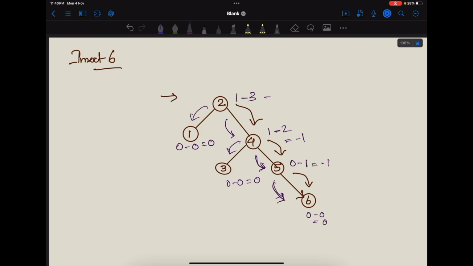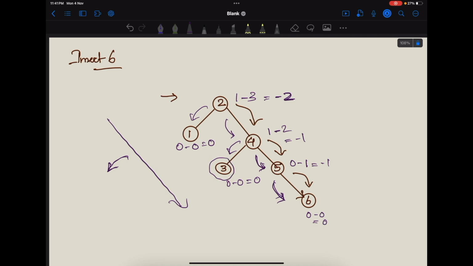1 minus 3 equal to minus 2. And now the imbalance factor has occurred. So now you have to decide which rotation needs to take place. So how to find the rotation first? Already I said when the tree is increasing in this order, you have to do the left hand side rotation. But we have the node called 3.